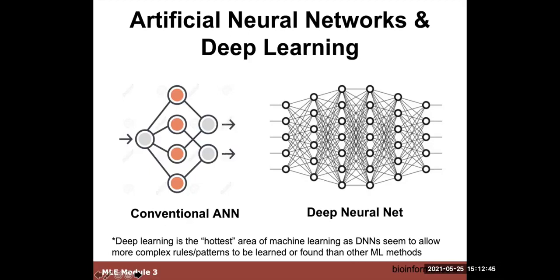Deep learning is a really hot area, as I've said, and certainly the deeper the neural nets, the more complex patterns and rules can be learned. And this again just mimics the fact that the human brain has at least 6 layers, probably more, and the human brain is capable of some pretty amazing things.